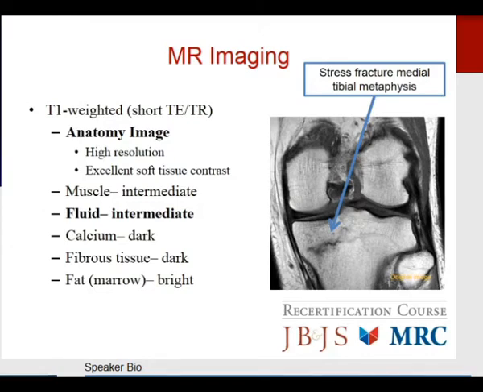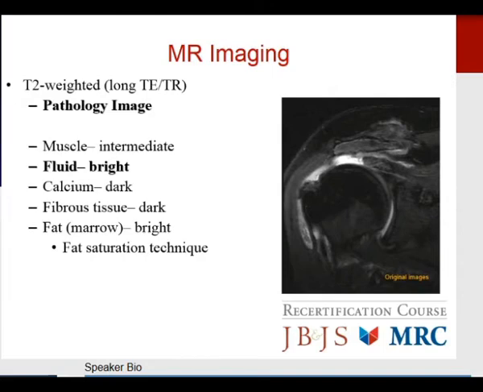And here we have this background of bright signal within the distal femur and proximal tibia. Then we have this low signal transverse area in the medial tibial metaphysis representing a stress fracture. So again, these problems that occur in the bone are easily demonstrated on the T1 weighted images.